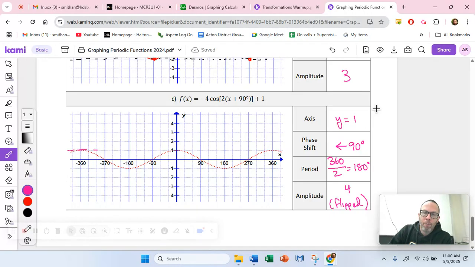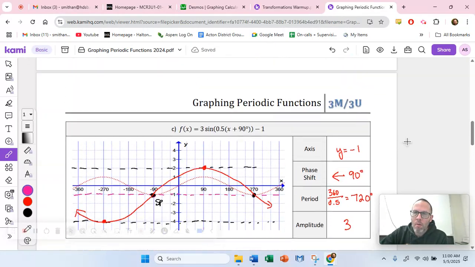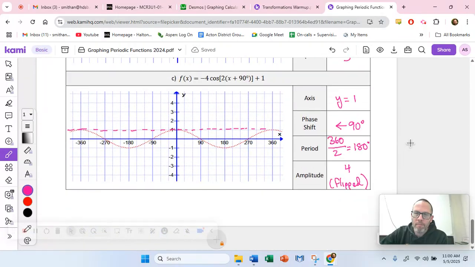Is it just me, or has the axis been 1 like 4 times in a row? It's not just me. Those were all 1. That one was negative 2. Okay, just all these ones are 1.